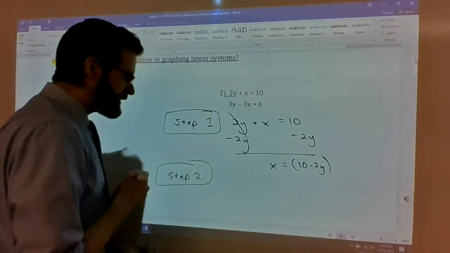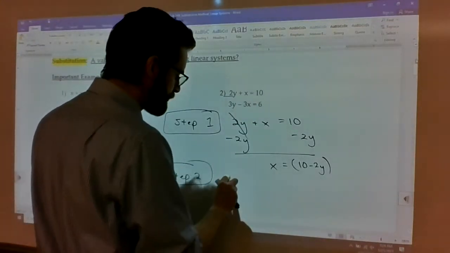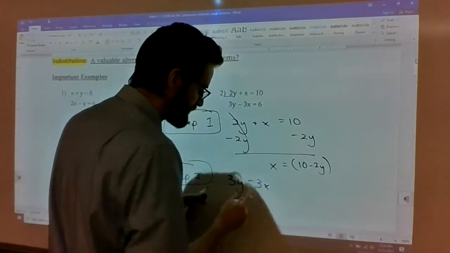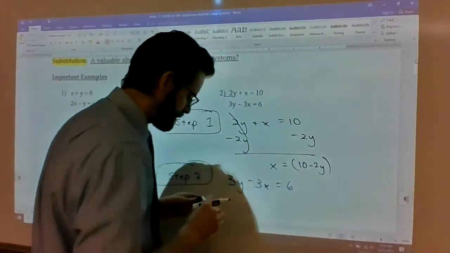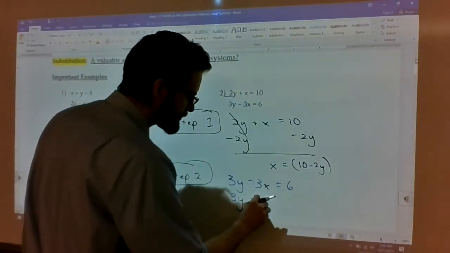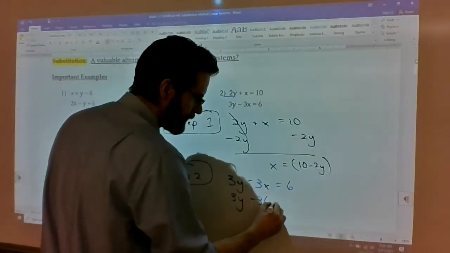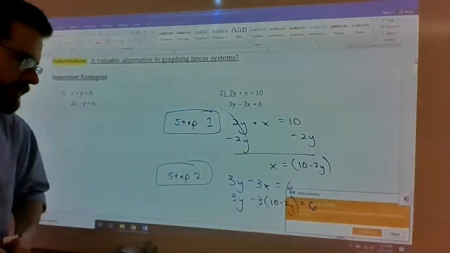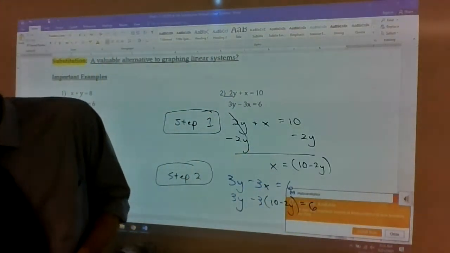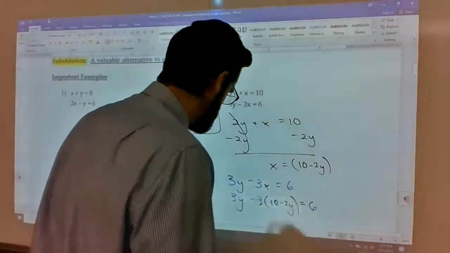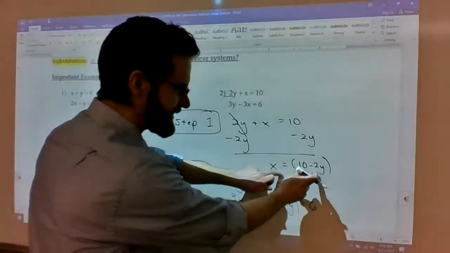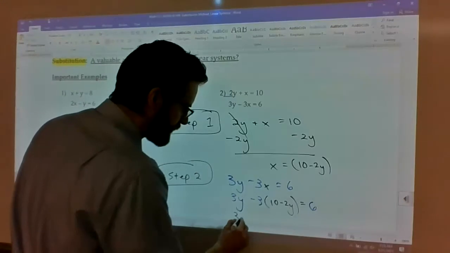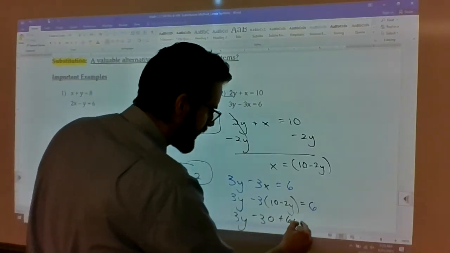All right, let's see if you guys did it right. The blue equation is going to be 3y minus 3, and the x I got by itself is going to be the one that is ultimately replaced. So it's going to be 3y minus 3 times the group 10 minus 2y. And then you solve from there. So we substituted the result here into the second equation. I put it in a different color. And then we solve. So it's going to be 3y minus 30 plus 6y equals 6.